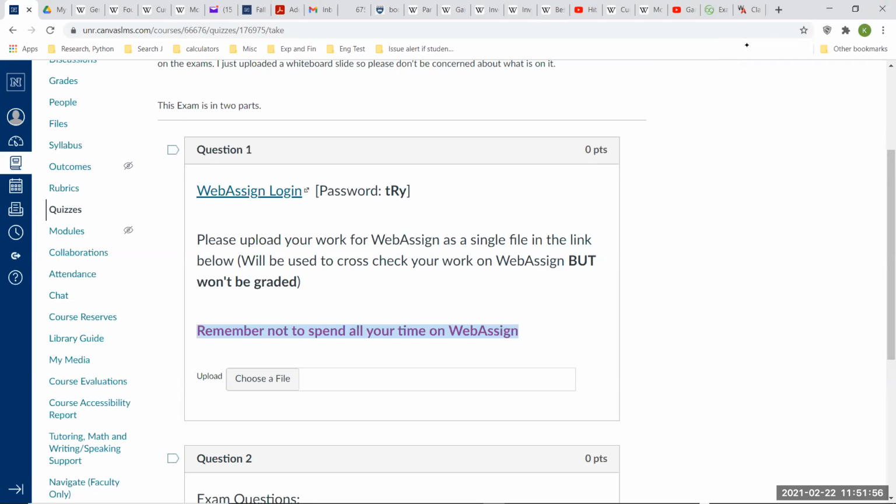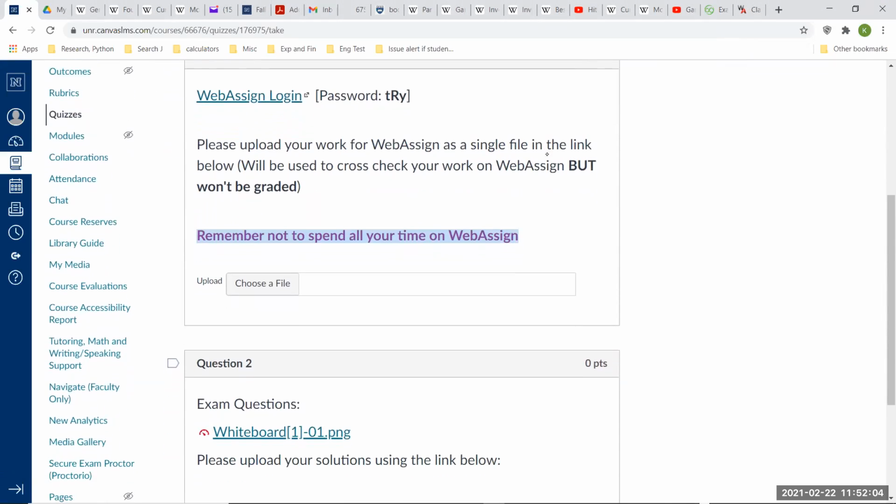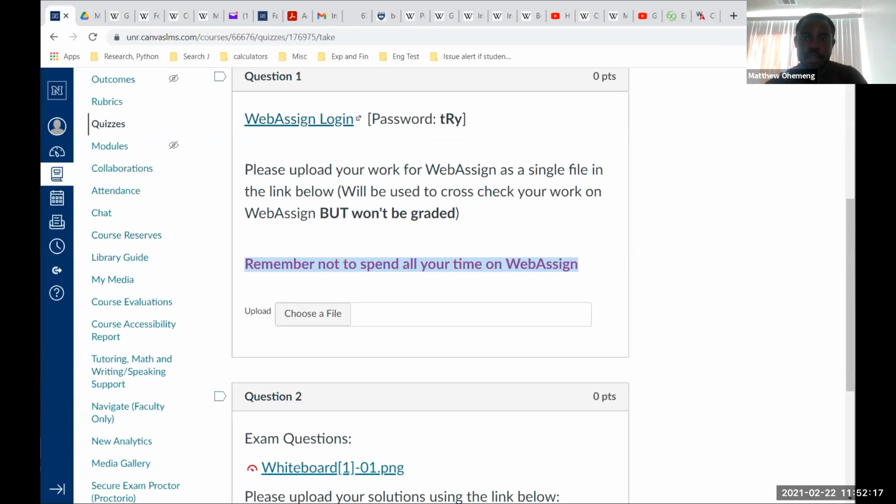To upload your work, you have to upload it as question 1 and question 2. No, you can't upload multiple files, so you have to put everything in a single file. Some people like to do it this way. Let me show you one trick.